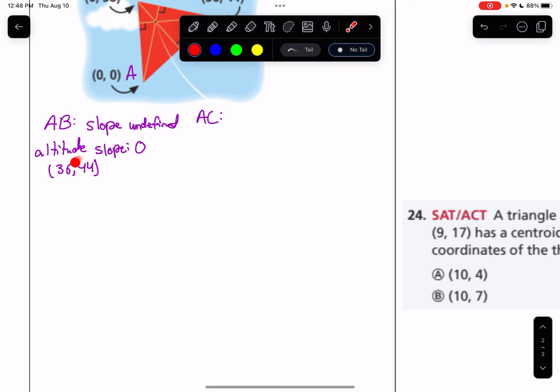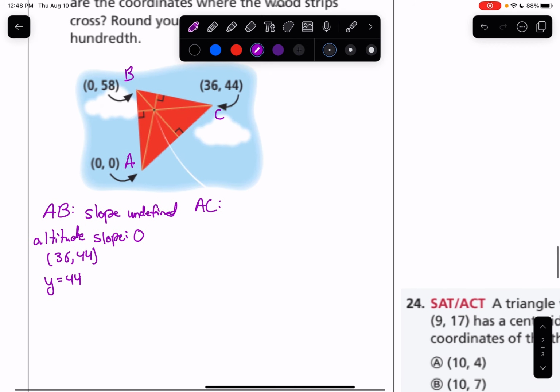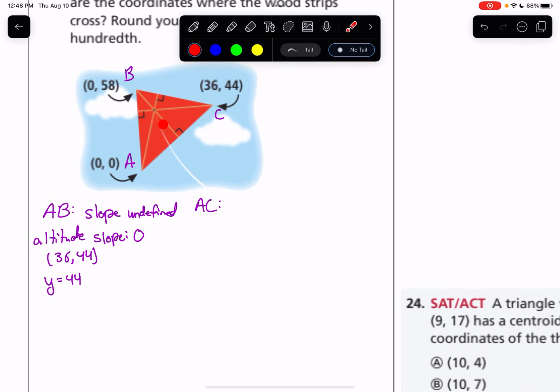Y equals the y value here. So we can write y equals 44. So the altitude to AB has an equation of y equals 44. Let's find the equation of the altitude that hits line AC.